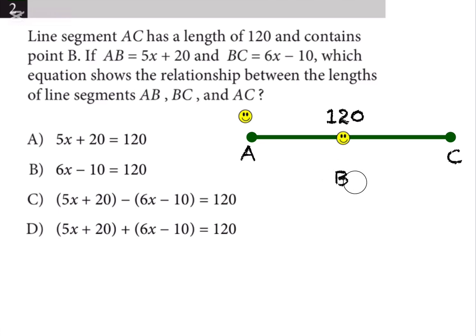Once we have that, we can move on to the next steps. Point B lies on the line segment AC, with the lengths of segments AB and BC expressed in terms of x. According to the problem, the sum of AB and BC equals the total length of AC. Therefore, we can write the equation 120 equals 5x plus 20 plus 6x minus 10.